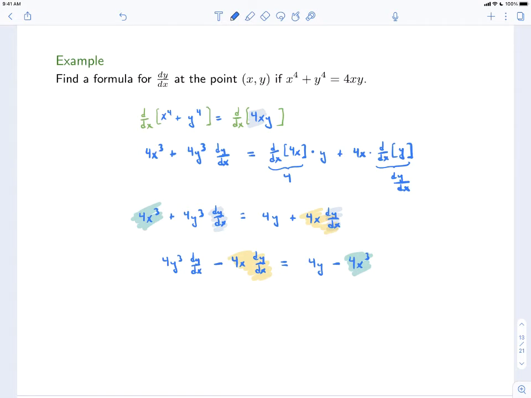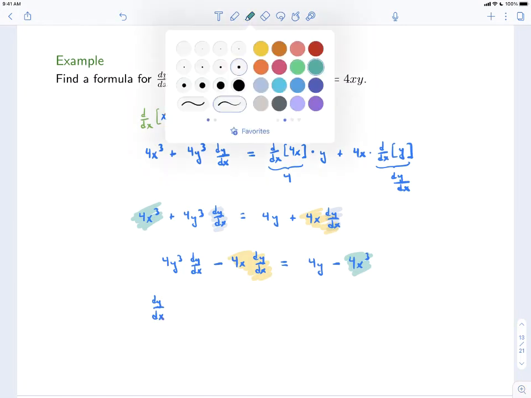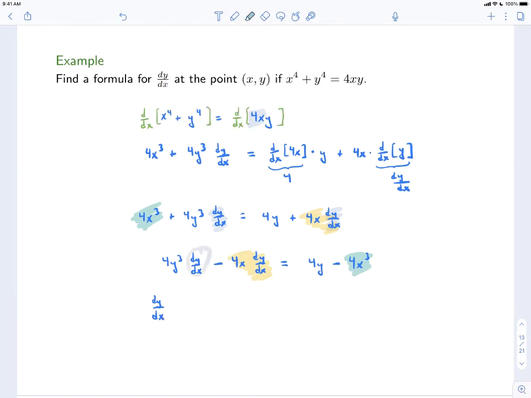And now we factor out the dy/dx. So then we'll have dy/dx times (4y cubed minus 4x) is equal to 4y minus 4x cubed. And then we just divide by this term, and we'll have our formula. dy/dx is equal to 4y minus 4x cubed divided by 4y cubed minus 4x.